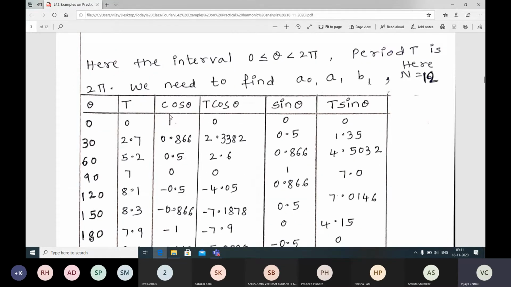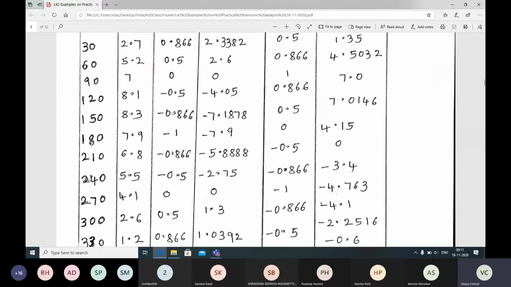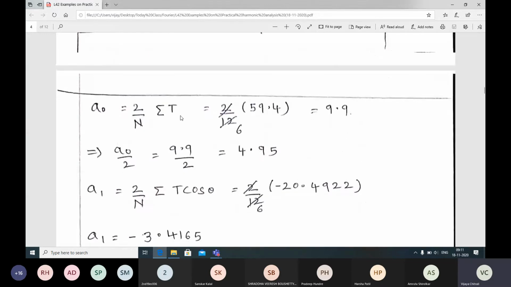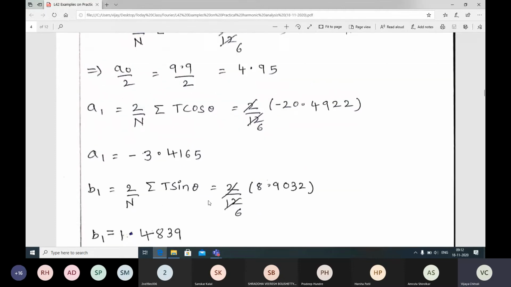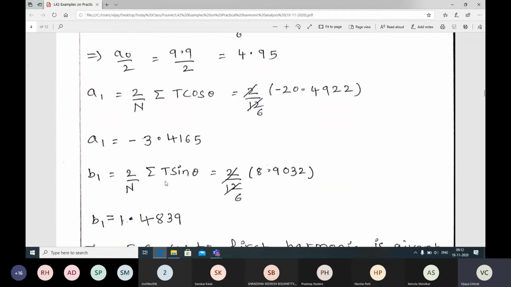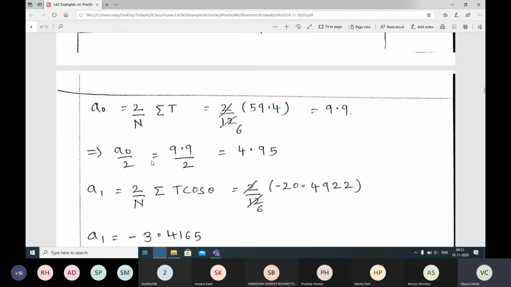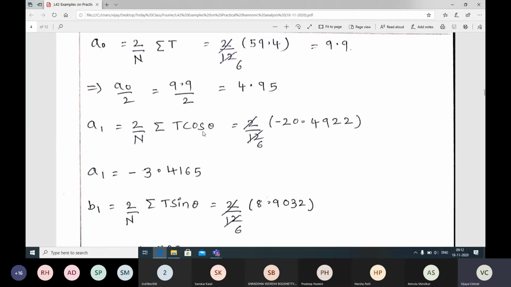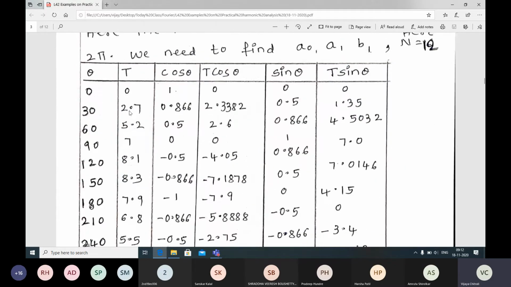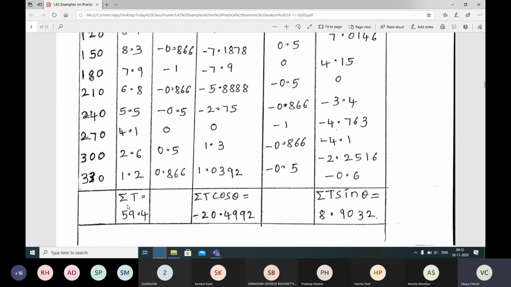Now first cos theta, because we need to calculate a0, a1, b1. a0 is 2 by n summation of T, a1 is 2 by n summation of T cos theta, and b1 is 2 by n summation of T sin theta. So we need summation of T, summation of T cos theta, and summation of T sin theta. Adding all the values of capital T, you get summation of T as 59.4.